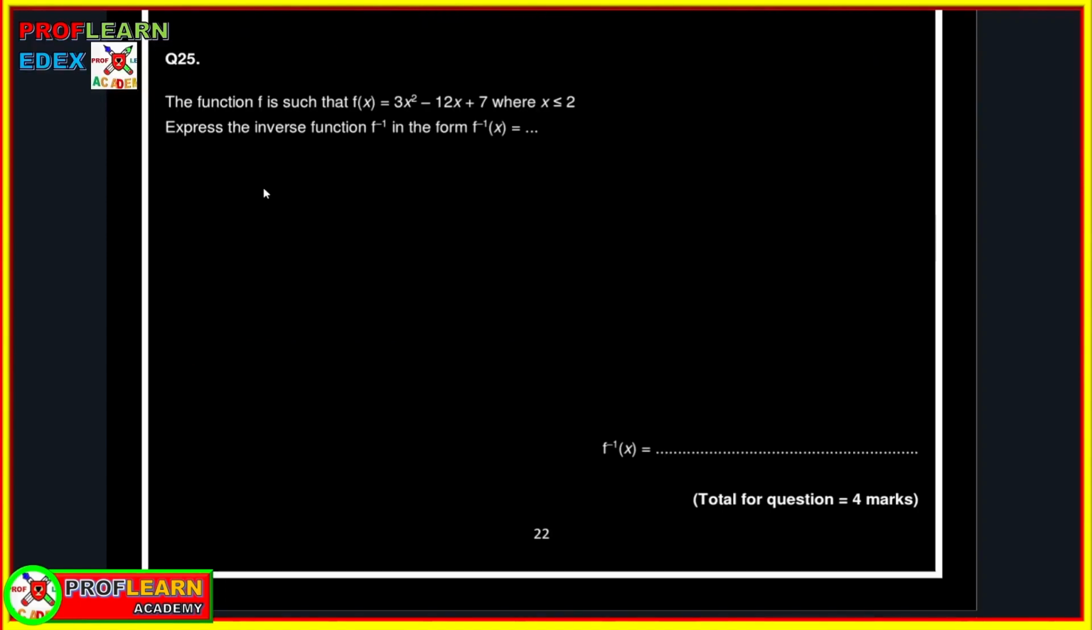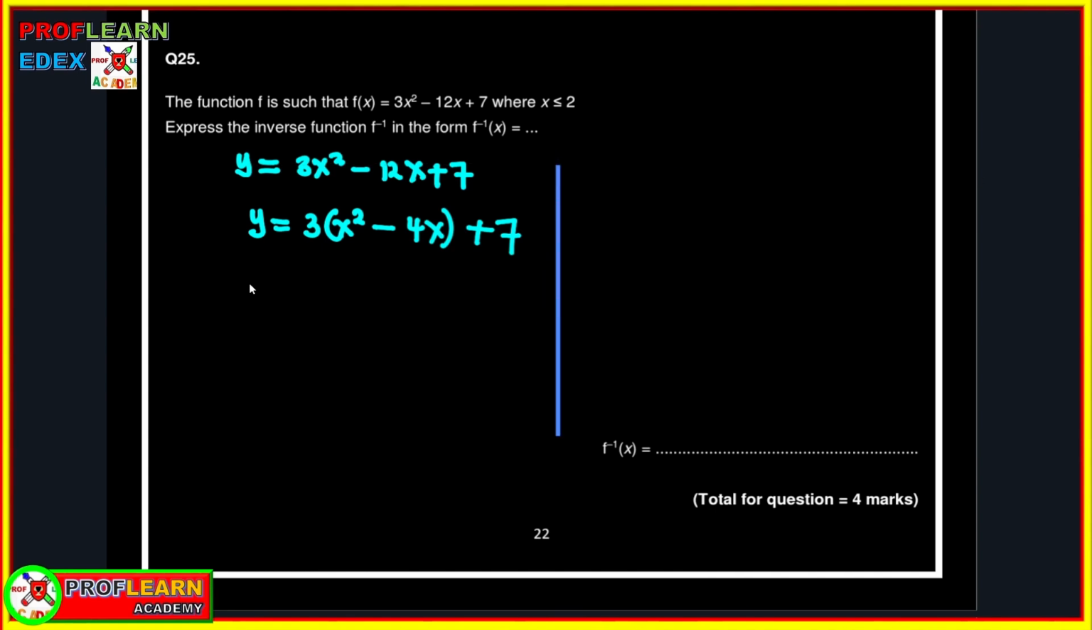To do that, we are going to start by changing the function to y and write it the way it is. And then we need to complete the square of this. To complete the square, we need to group the first two terms together, then we factor out what's common, and then we complete the square of what we have there. So we shall write 3 into bracket, x squared minus 4x, close the bracket, plus 7. So inside the bracket, we're going to complete the square.